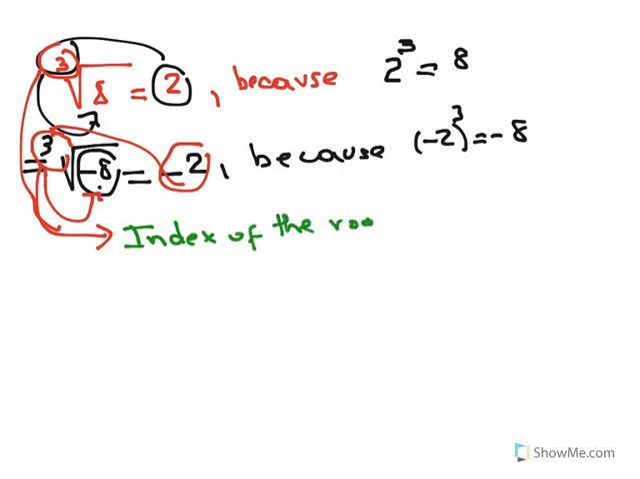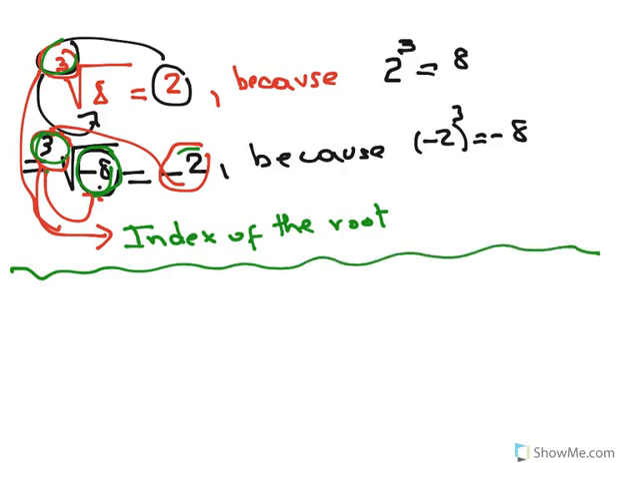Right? In this case, the index is an odd number. Okay, so when the index is an odd number, I can have a negative radicand. In other words, the number under the radical can be negative, and the answer definitely is negative. Okay, so why don't we write some important concepts about what I'm going to call the nth root. Okay, the nth root.